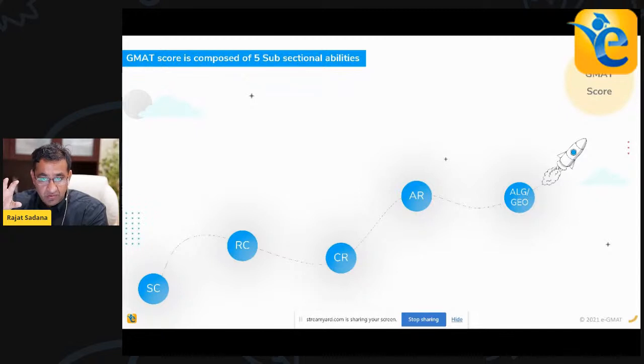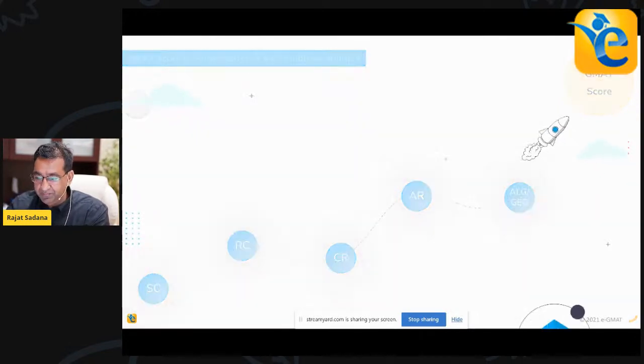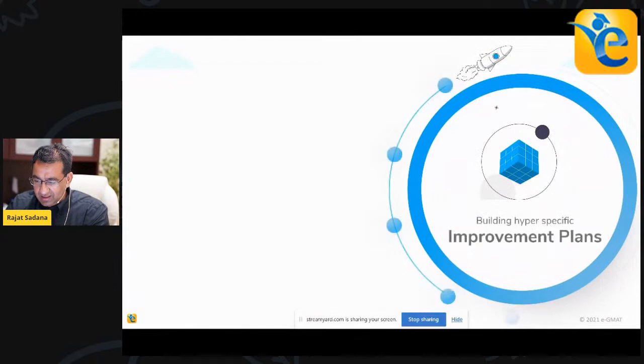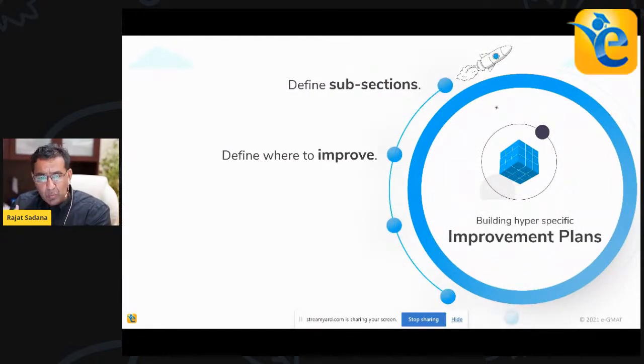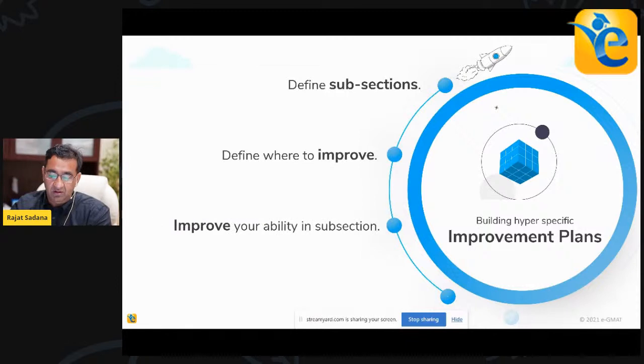So for you to define where that improvement is going to come from, the first thing you've got to do is define which subsection you are going to focus on, SC or RC, arithmetic or algebra, geometry. The second thing that you have to look at is within that subsection, where do you need to improve? Why? Because if you're at that 70th percentile in, let's say, SC, you're not going to go back and study all of SC alone. You've got to narrow it down to which aspect of SC you want to study.